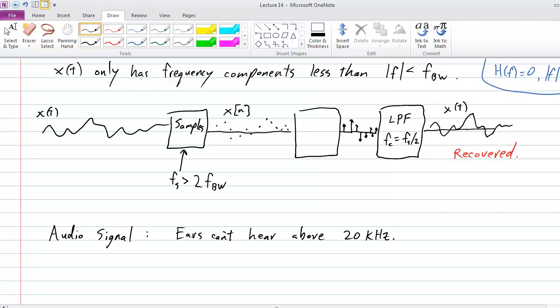Just because the ears can't hear above 20 kilohertz doesn't necessarily mean that what the microphone picks up doesn't have anything above 20 kilohertz. It probably does. Just because your ears can't hear it doesn't mean those pressure waves aren't there and that the microphone didn't pick them up. So does it matter to us? Suppose that 20 kilohertz is the bandwidth at least that we care about. Then a sample frequency associated with that would be above 40 kilohertz.